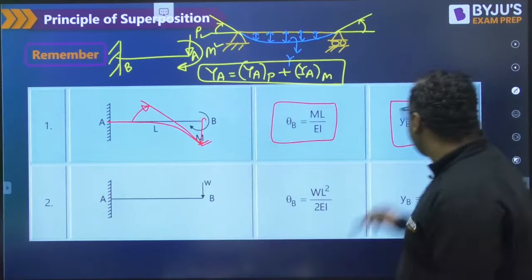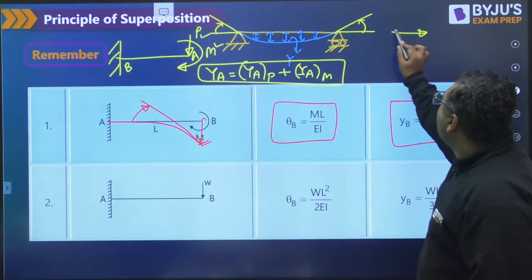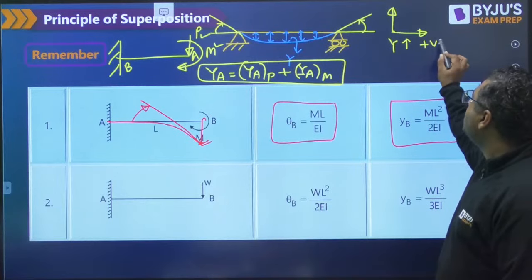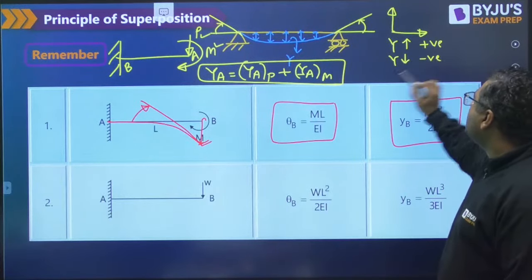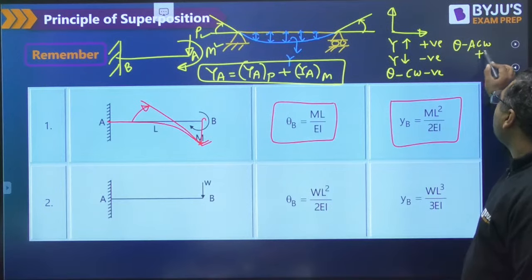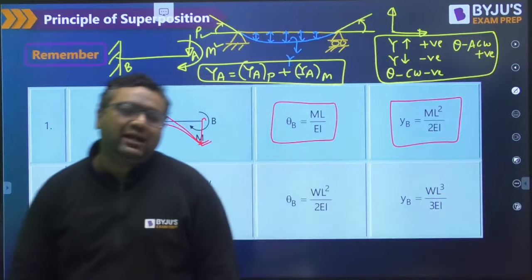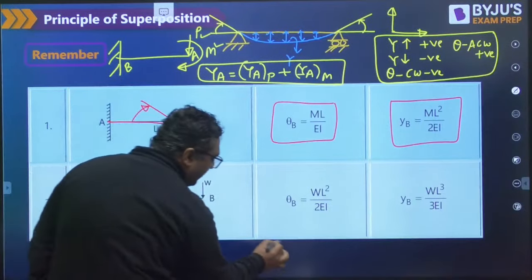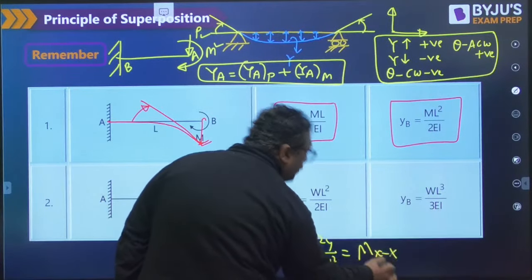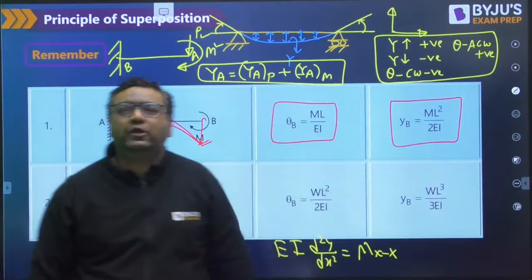Generally, for the sign convention, we go for the first quadrant positive. That means upward deflection is positive and downward deflection is negative. Clockwise slope is negative and anti-clockwise slope is positive. We are going with this sign convention; otherwise you can go for the opposite, that will be your choice. But for that you need to use a different equation. For my sign convention, the equation is EI d square y by dx square equals Mx. If you use the opposite convention, you need to consider a minus sign here.